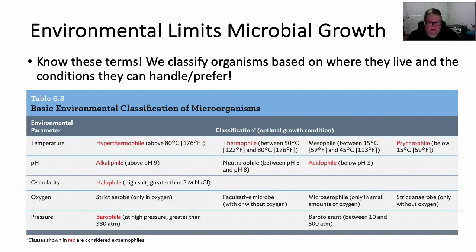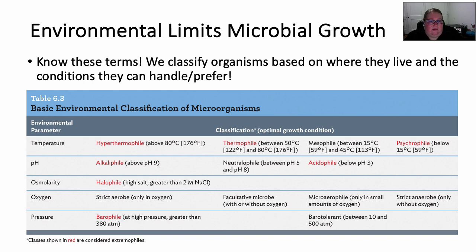Another condition that we look for is the pH. Are they in a neutral condition? Are they in an acidic environment, or are they in a basic environment? If the organism's living in a neutral environment, this means that they are a neutrophile. We are neutrophiles, by the way. They live in pHs from 5 to 8.